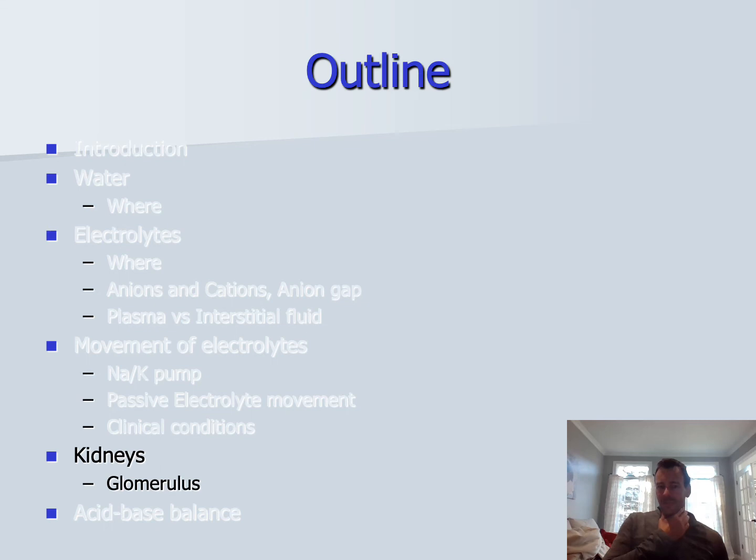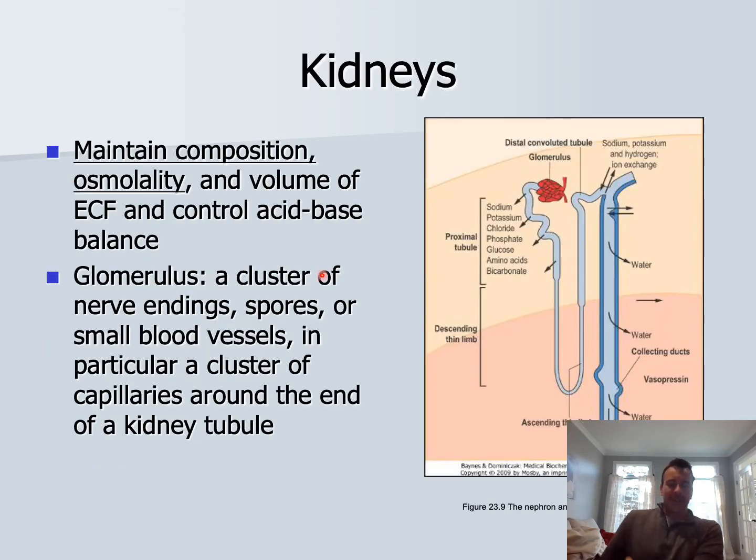For the last few slides here, I'm going to focus on the kidneys and acid-base balance. The kidneys have an obviously important role in the acid-base balance and water osmolality. They maintain the composition, osmolality, and volume of the extracellular fluid and control the acid-base balance. The glomerulus is a cluster of small blood vessels, a particular cluster of capillaries around the end of a kidney tubule.